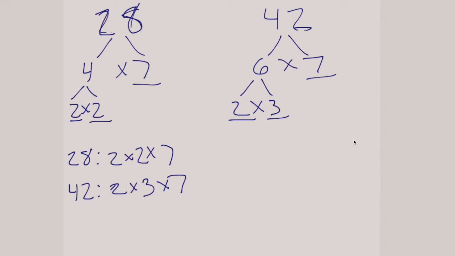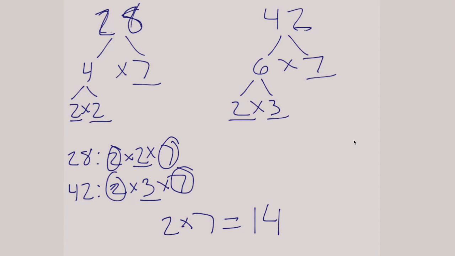Now I'm going to circle any matches. I have a pair of 2's. This 2 doesn't have anything to pair with. The 7's also are a pair. 3 doesn't have a pair, and this other 2 doesn't have a pair. So now for every pair I write that number one time. So I have a pair of 2's, so I write it once, 2. And I have a pair of 7's, so I write it once, 7. And I multiply those together, and that equals 14. So the GCF for this problem is 14.